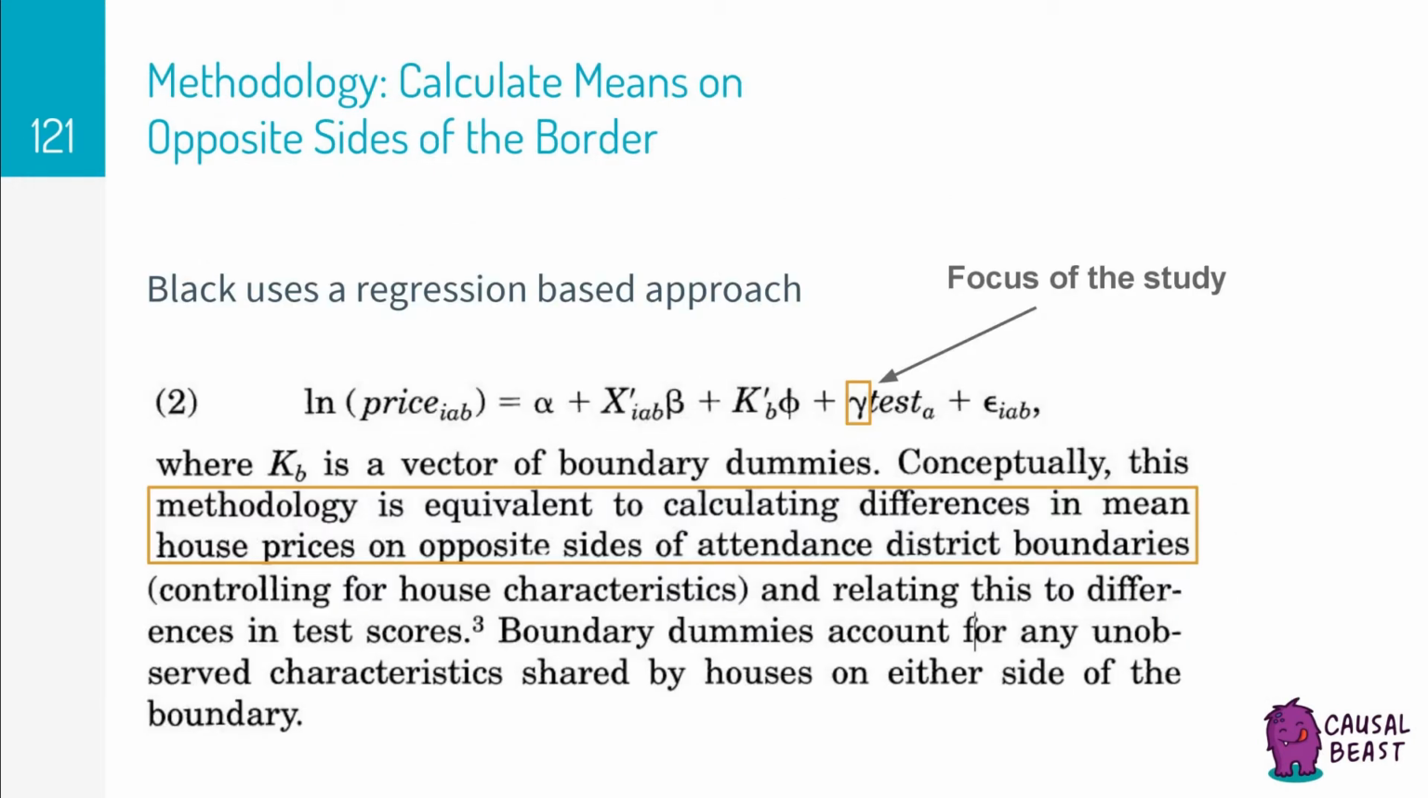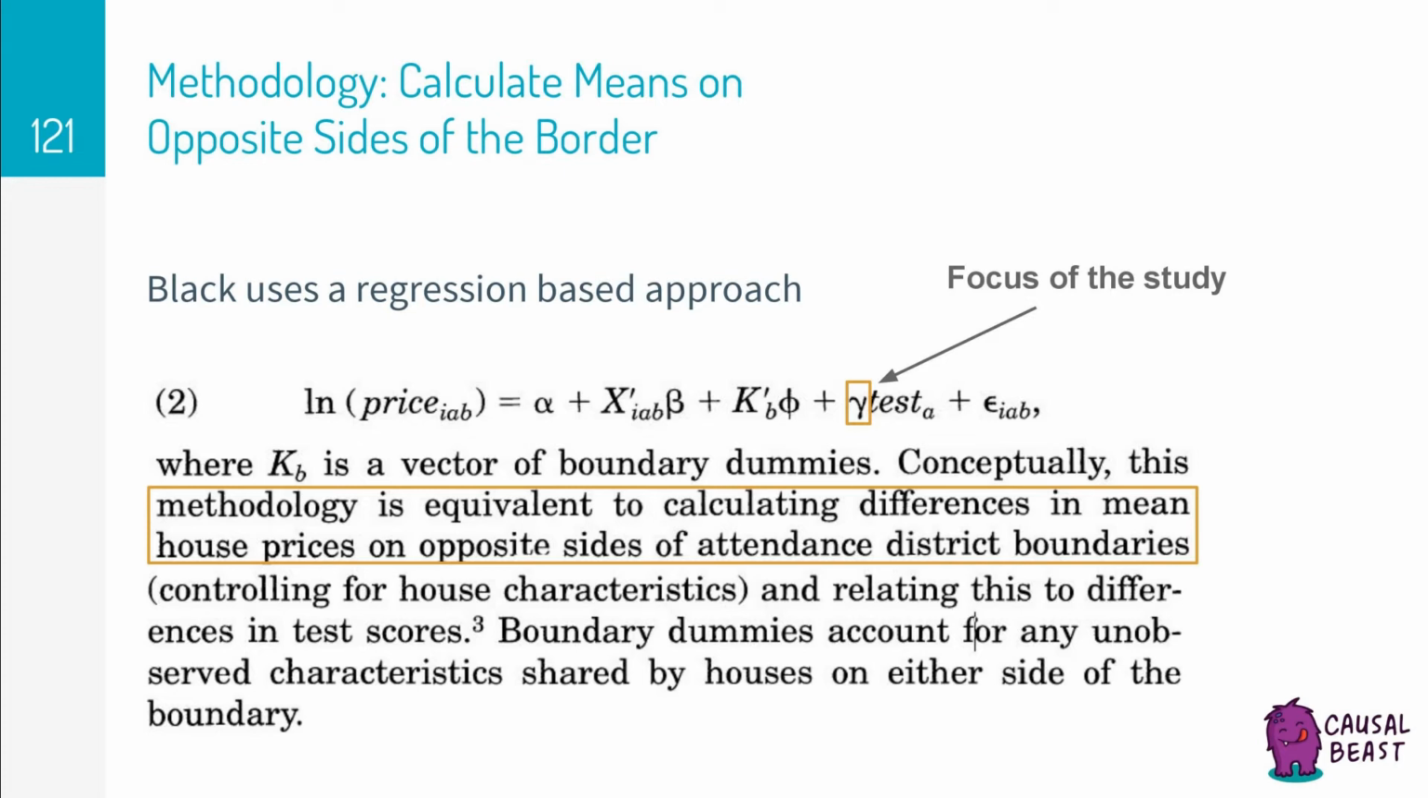What Black uses to calculate the causal effect of the average test score on the home value is a regression of this structure. And it's important to note here that this regression is not the same as the controlled regression we discussed in an earlier module, and Black makes this clear by stating that her methodology is equivalent to calculating differences in mean house prices on opposite sides of attendance district boundaries.